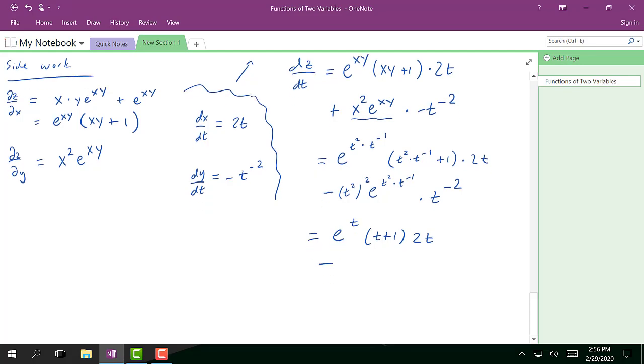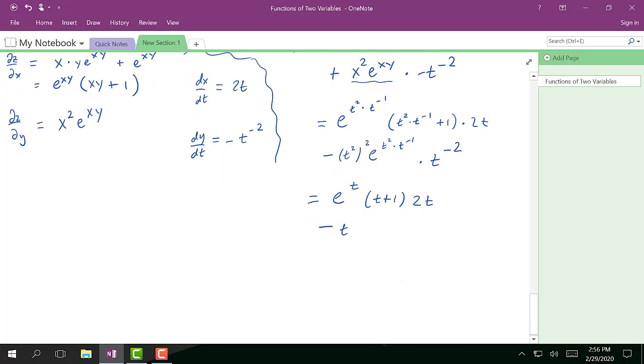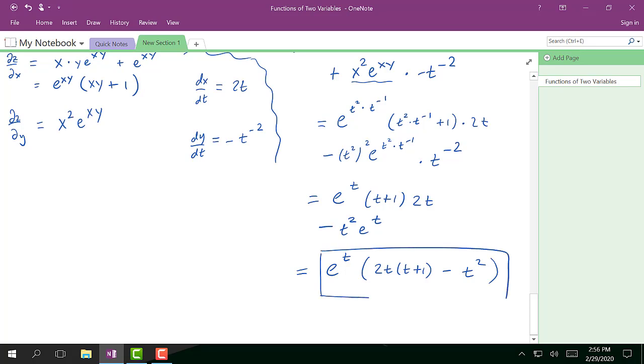minus t to the fourth, but I also have a t to the negative 2 out here, so I have t squared e to the t, which gives me e to the t factored out from both of them. And then what I'm going to get is 2t times t plus 1 from the first minus t squared. And again, I hope this is right. So this is what we got.